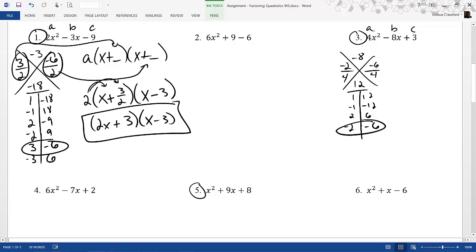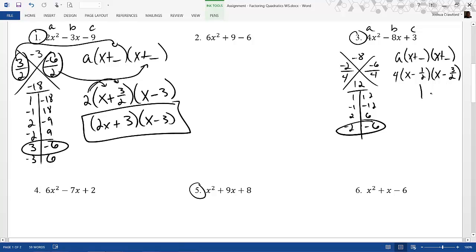So now let's put in our new form, your intercept form. So A times x plus blank times x plus blank. A is 4. X plus negative 2 over 4 reduces to x minus 1/2. And then x plus negative 6 over 4 reduces to x minus 3 over 2.